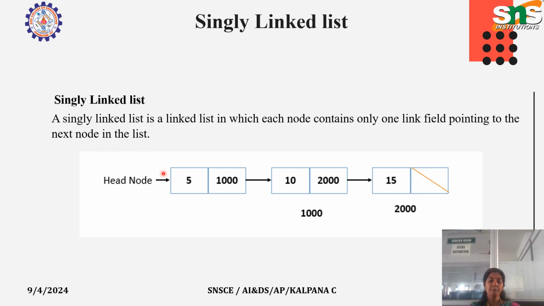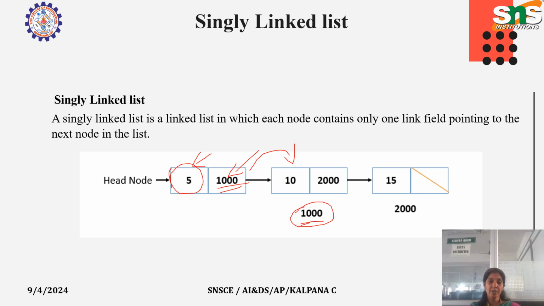So the first part represents the data, and the second part represents the address of the next node. This 1000 is nothing but the address of the next node. For example, this 10 is stored in 1000 memory location, so that will be stored here. So 1000 is the address of 10, and that will be stored after 5.